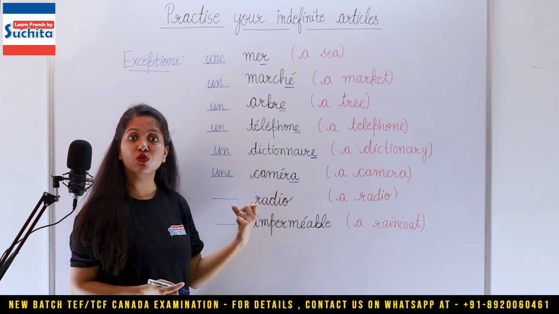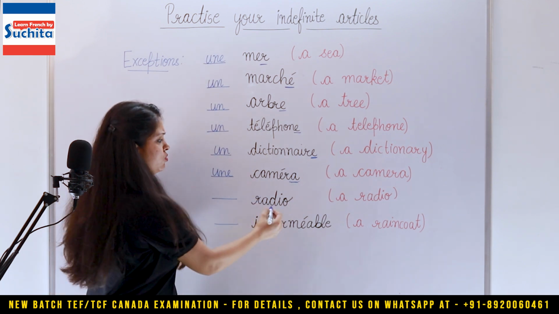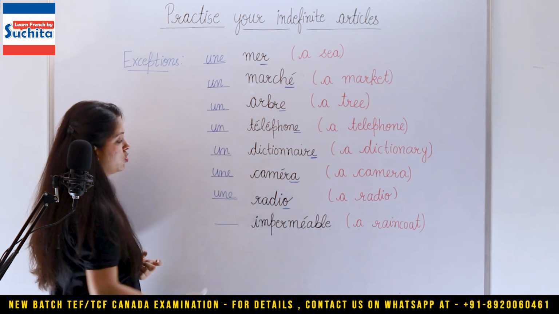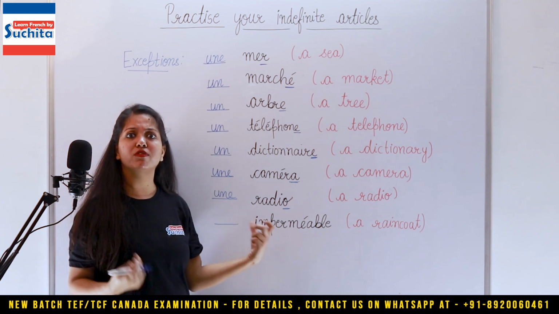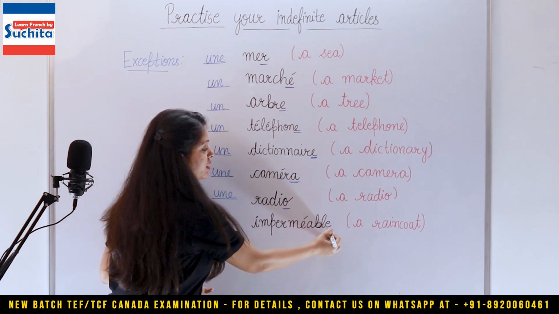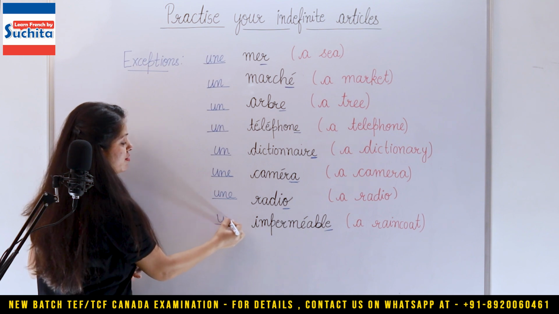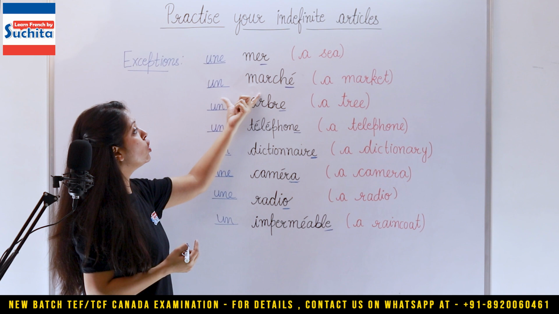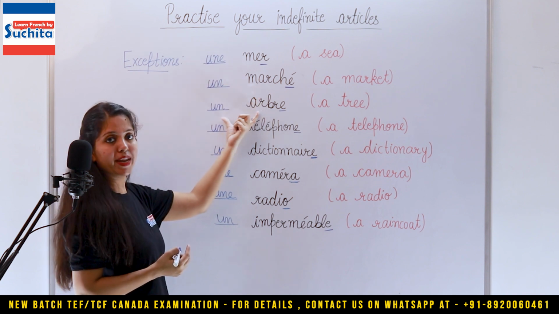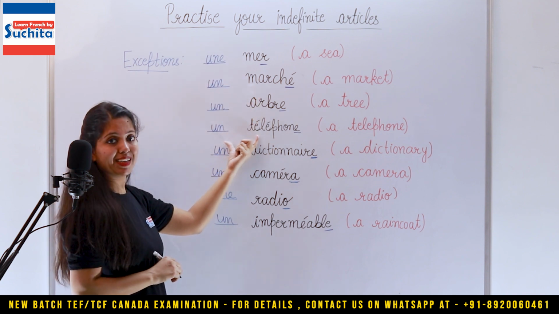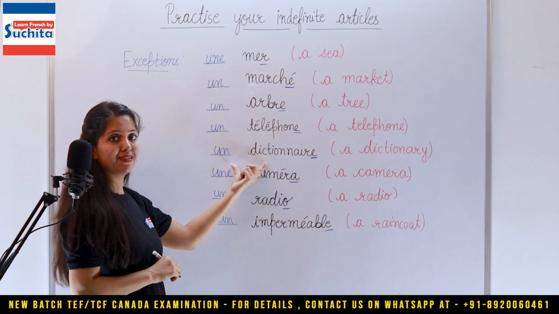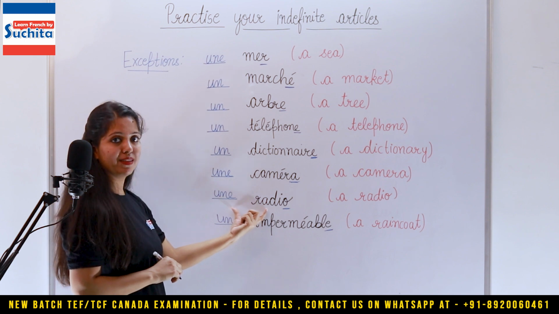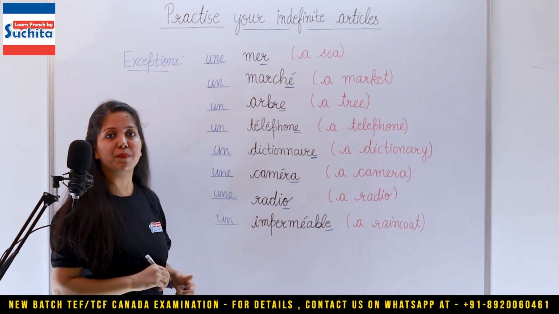Radio. Un radio, une radio? Une radio, that's right. Imperméable, which is a raincoat. Since it ends with the letter E, it is going to be masculine because it is an exception. So, je répète, hein. Une mer, un marché, un arbre, un téléphone, un dictionnaire, une caméra, une radio, un imperméable.